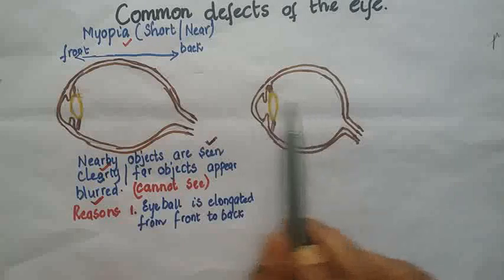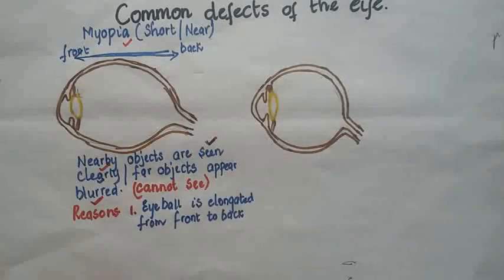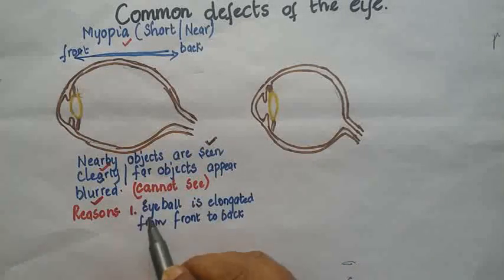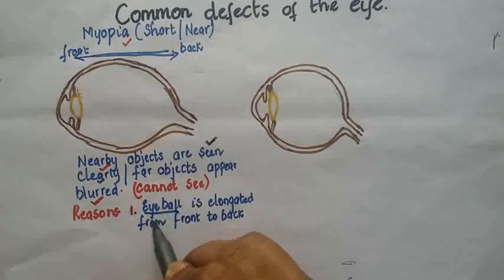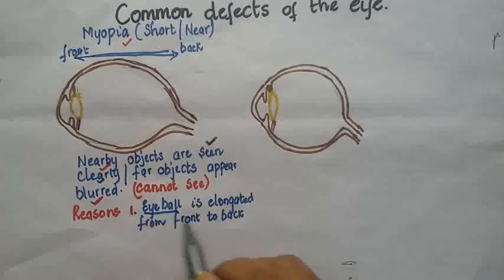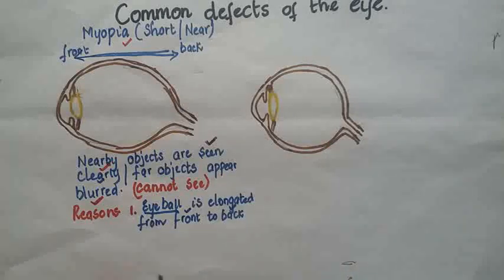So here you can see, compare. This eyeball is elongated from front to back. Children, you have to mention the word eyeball. By chance, if you just write eye, you are losing marks. You have to write the eyeball is elongated, and these are the two keywords: you have to write it as from front to back. So this may be one of the reasons for a child to suffer from myopia.